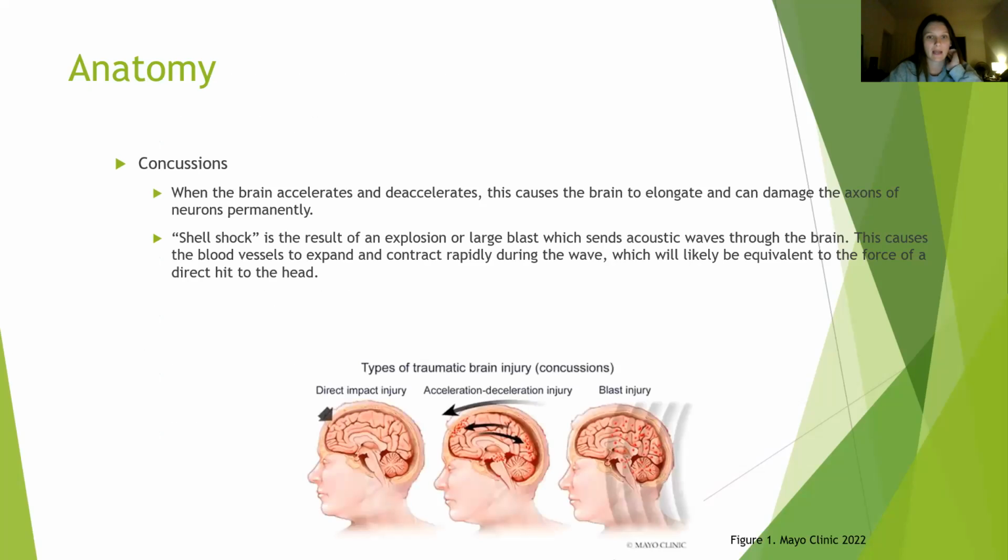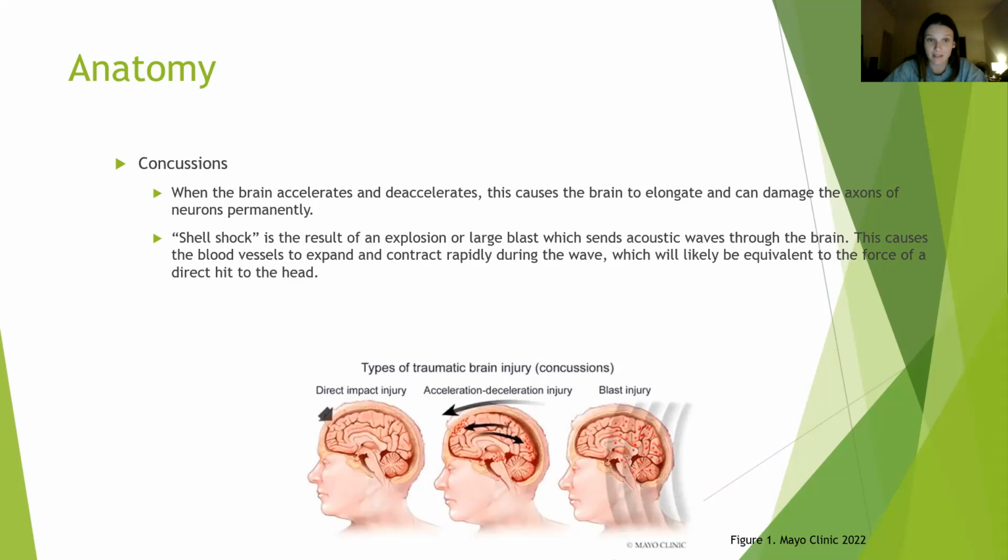So some anatomy of a TBI, obviously a concussion is the most common. We all know what that means. It's when the brain accelerates and decelerates. This can cause the brain to be permanently damaged, but usually, depending on the severity, people can recover in a couple weeks.